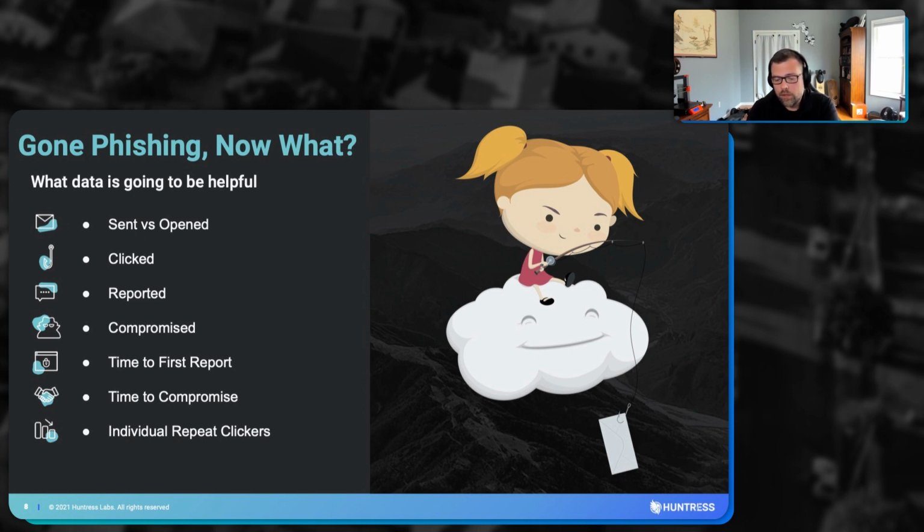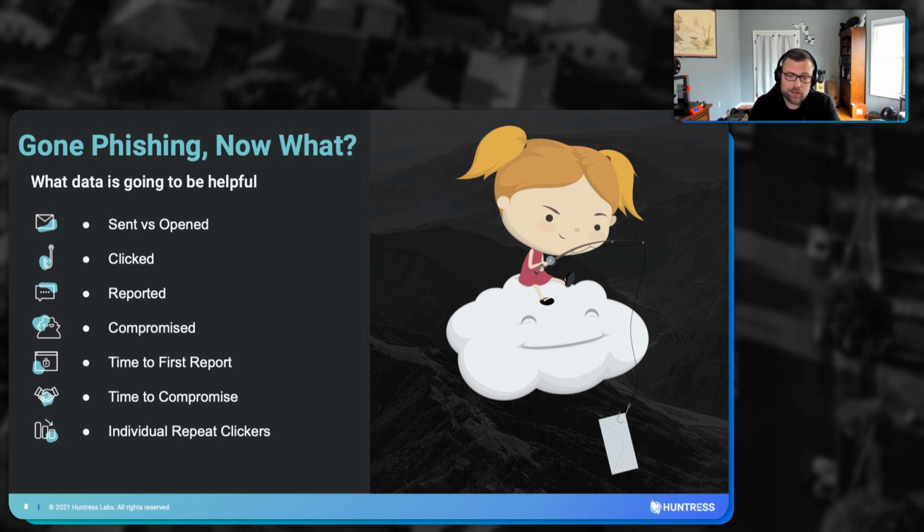The reported stat goes to show you how many people in your organization or your client's organization reported that email through the practiced notification procedures that you've informed them of. A low reported rate shows you that you haven't done as good of a job of informing users of how they report these as maybe you need to.